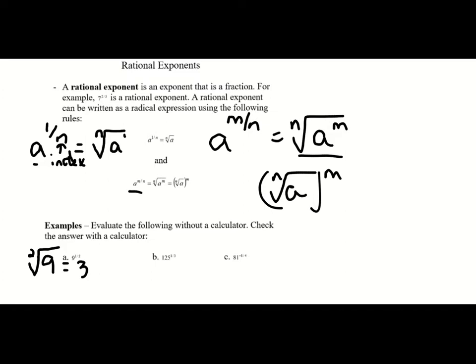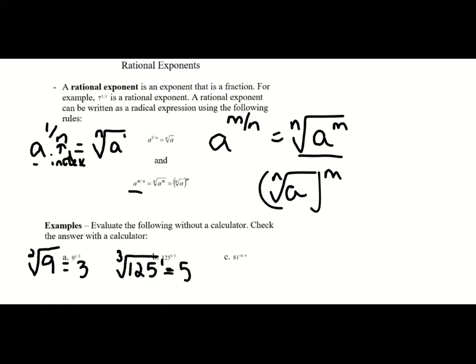Next we have 125 to the 1/3 power. Again, I'm going to put my radical there. My 125 goes on the inside, the 3 goes on the outside, and the 1 we can put there, but again, you don't need it. And we know that the cube root of 125, from previous videos, is 5.